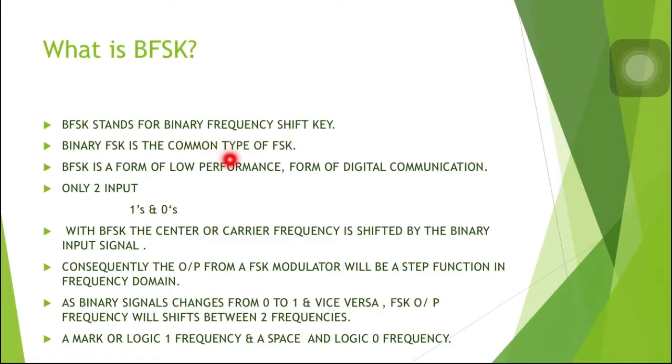So can we call this an oscillator? Yes, of course, not in the sense of an electronic oscillator, but anything that varies its value between two specific values can be called an oscillator. The last point is a mark, or logic 1 frequency, and a space, or logic 0 frequency. So the two frequencies are the logic 1 and logic 0 frequencies.